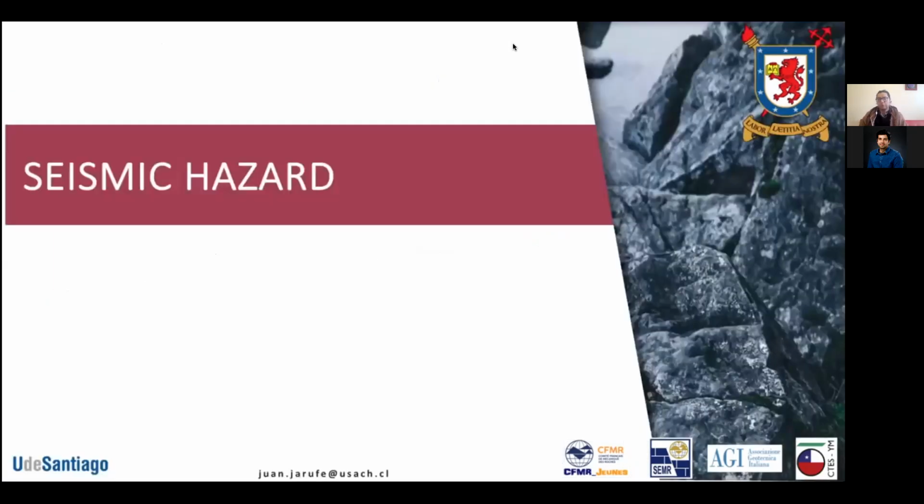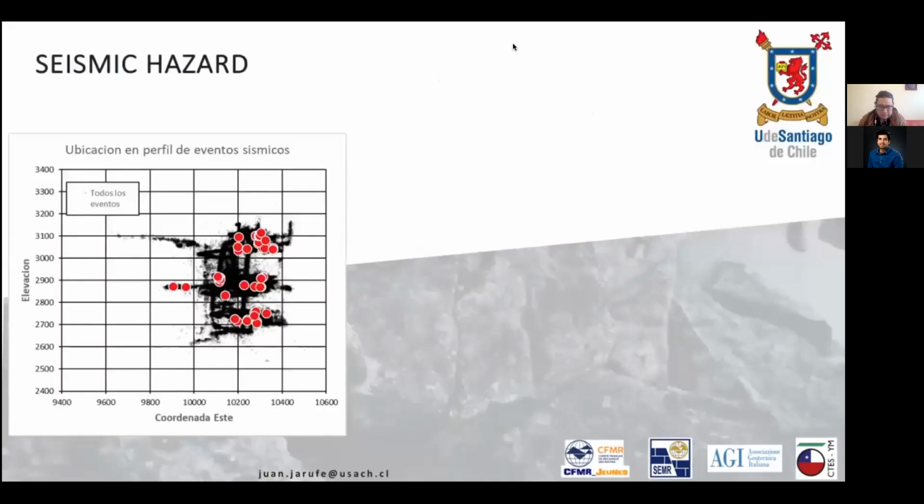So to start, I'm going to talk about seismic hazard. And as I mentioned, I'm not going to cover all the aspects of that, but I will talk briefly about something called the frequency magnitude distribution and the p-value. So in this picture, we can see a side view of seismic events on a stope mine. Black points are seismic data, and the red circles are seismic events that are a bit larger.